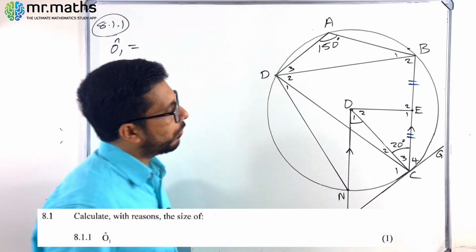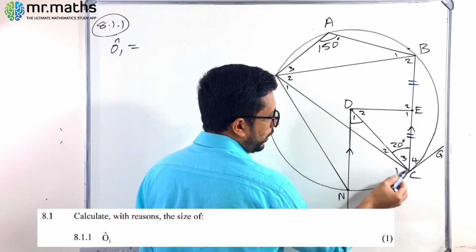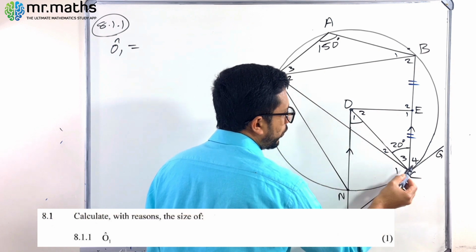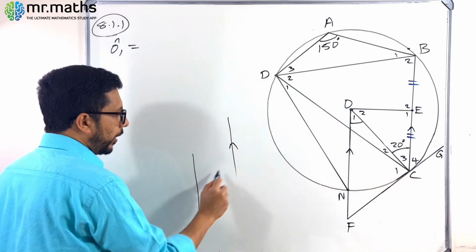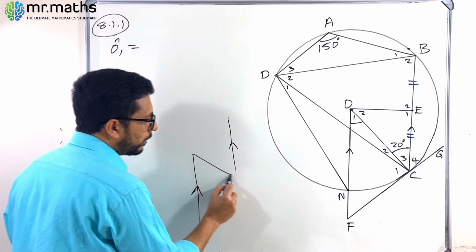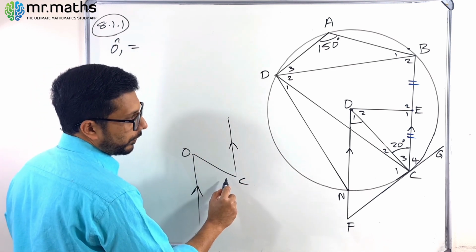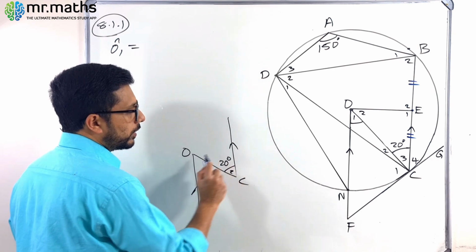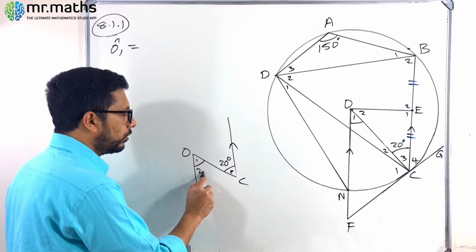Okay, now look at this one. These two lines are parallel. And is this OC not a transversal for the parallel lines? There are two lines like this. These two lines are parallel, and there is a line like this. This is our point O and this is our point C, and it is given that this angle C2 is 20 degrees. So what about this O1? O1 is also 20 degrees.